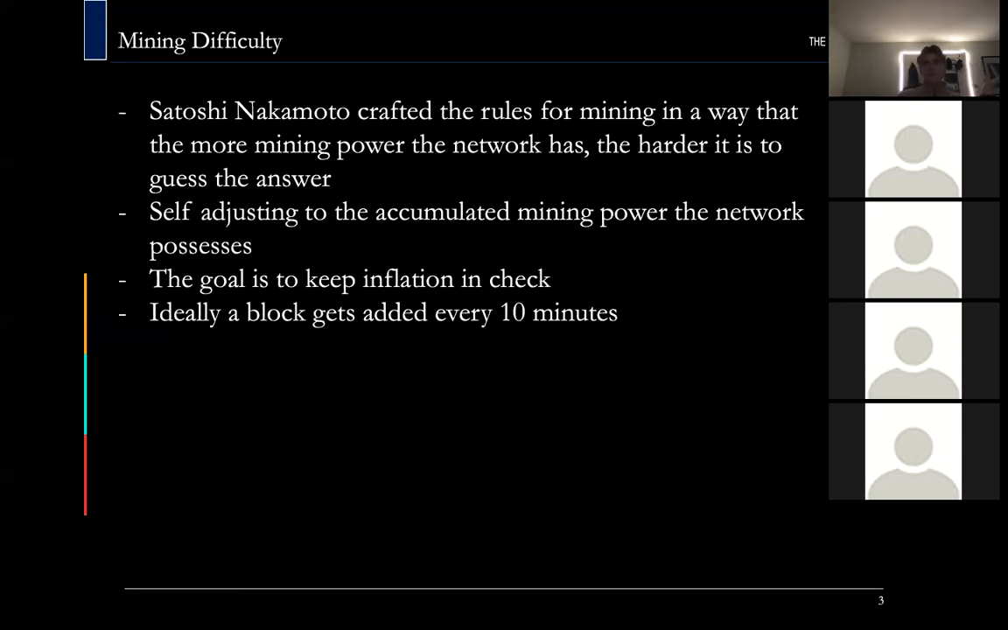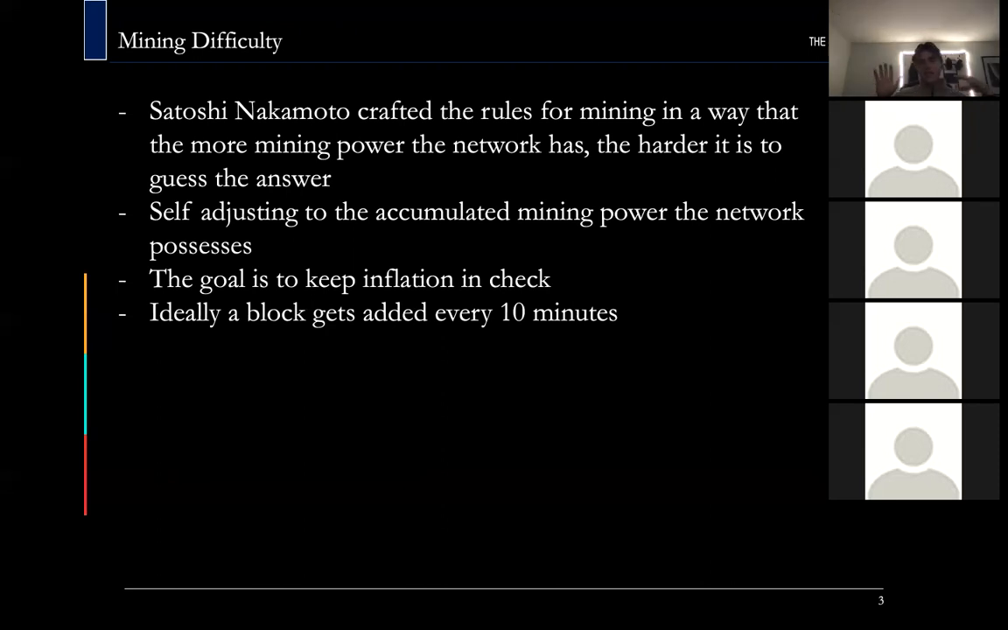So, mining difficulty. Satoshi Nakamoto, the famous man who created Bitcoin, crafted the rules for mining in a way that the more mining power the network has, the harder it is to guess the answer. So this is self-adjusting to the accumulated mining power the network possesses. What this is saying is that if there are more people trying to mine, it'll be that much harder to answer those problems. It creates a nice equilibrium of blocks being mined, and therefore Bitcoin being released into the network. As I say here, the goal is to keep inflation in check.